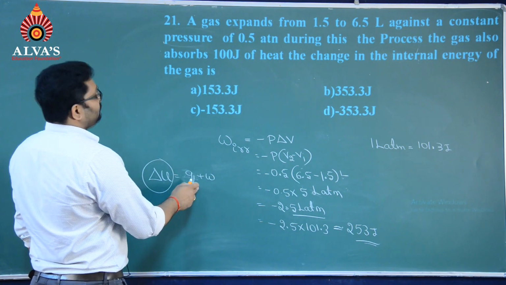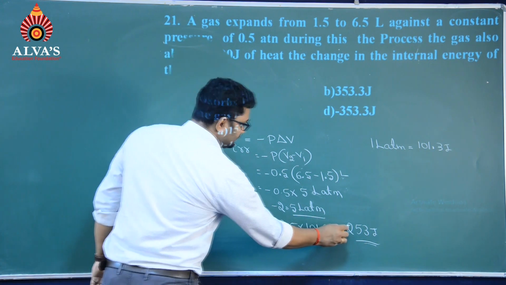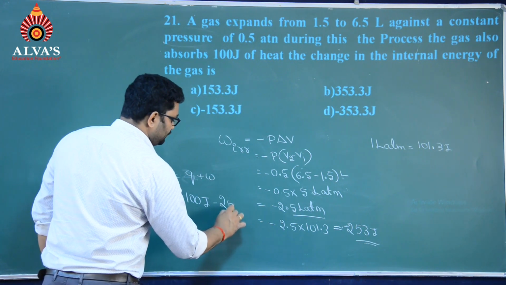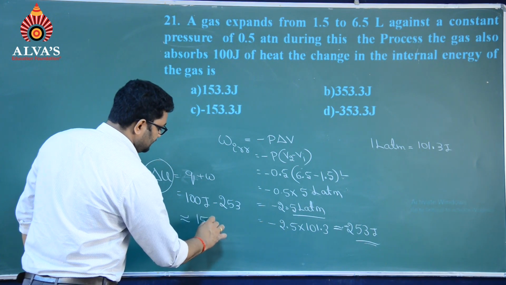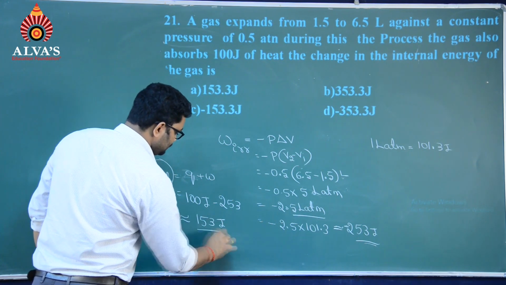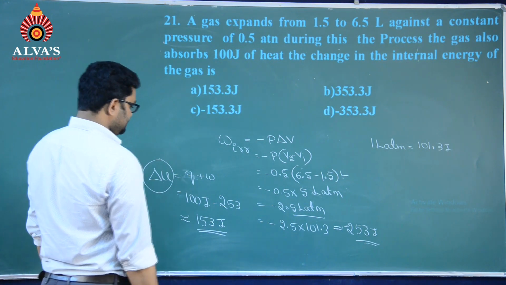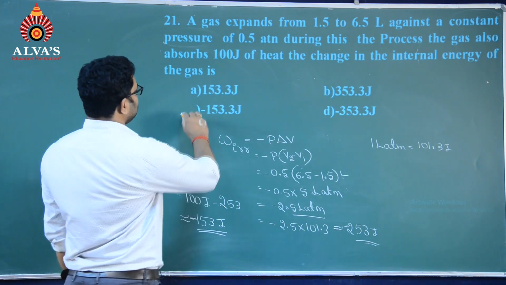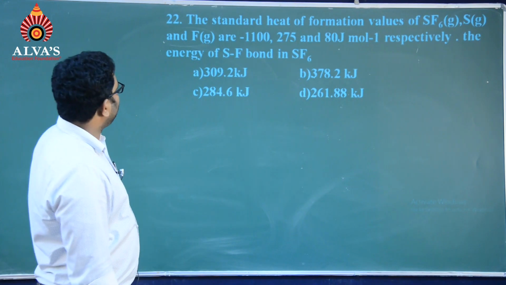We have the data for Q, that is 100 joule, and work done is minus 253, so approximately the value is minus 153 joule. The answer for the 21st question is minus 153.3, that is C.